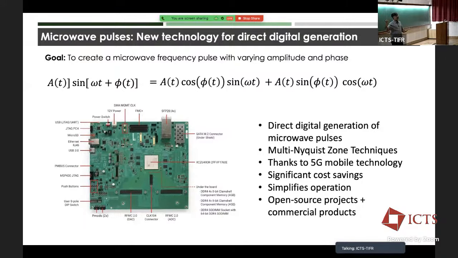You can have DACs which sample at 100 gigahertz or so, very expensive. But recently, primarily driven by 5G mobile technology, there is this board from Xilinx, which uses a technique called multi-Nyquist zone. Now, I'll just spend 1 minute to mention that because I always find it fascinating.